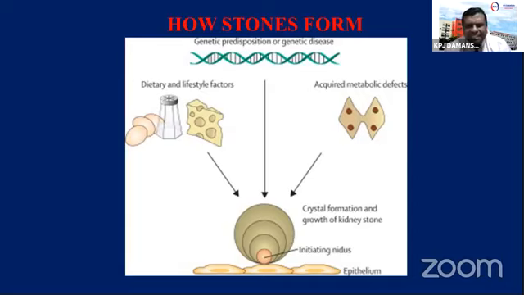Now, stones can have predisposing factors. There are some genetic diseases which can predispose to stones, for example, Dent disease, Bartter syndrome, cystinuria, renal tubular acidosis, but they are very, very uncommon. There are some acquired metabolic defects that can form stones, specifically in patients with what is known as hyperuricemia. They are gout patients, so they can also form stones.